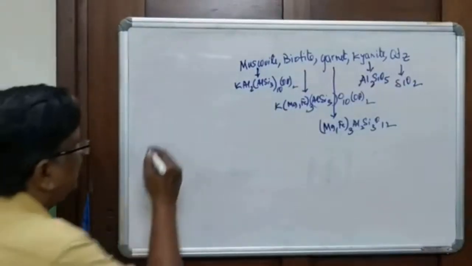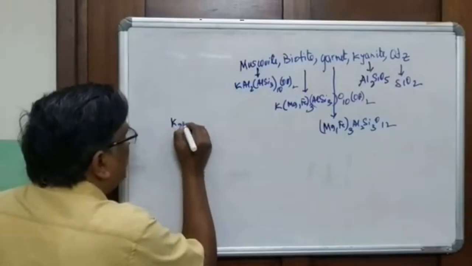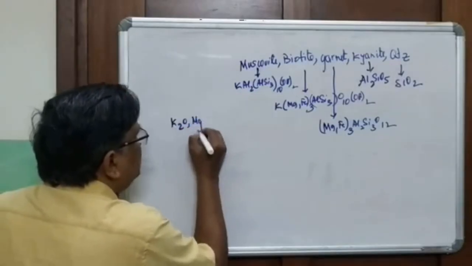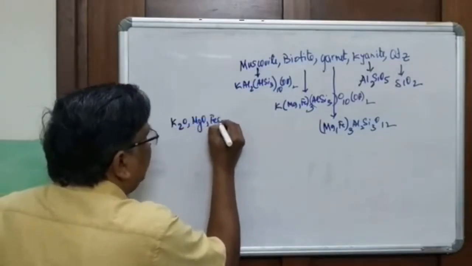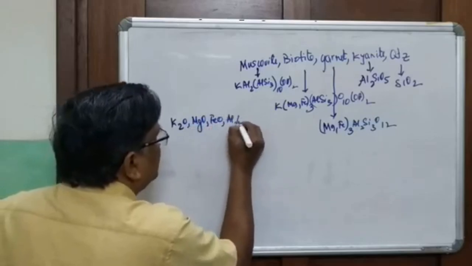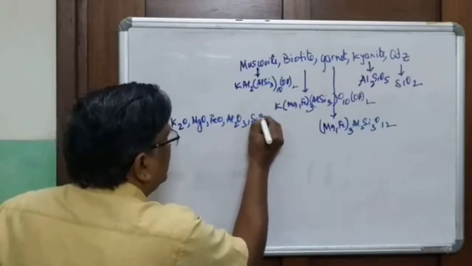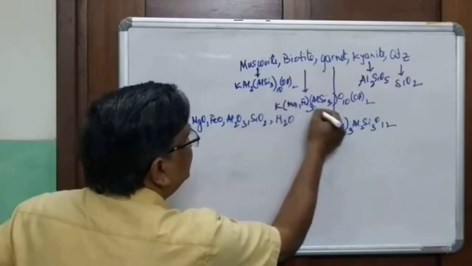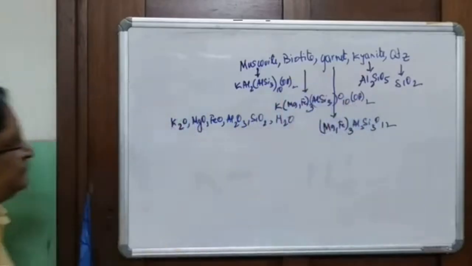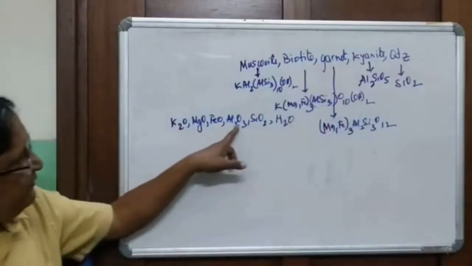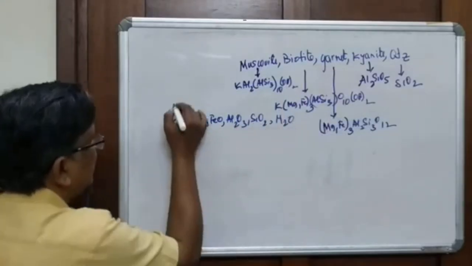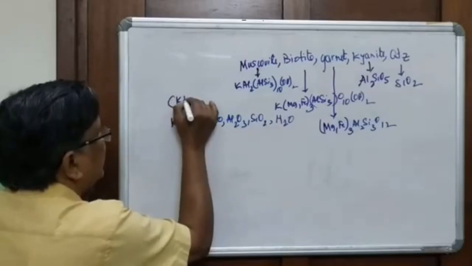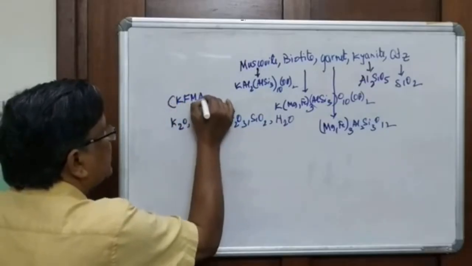So, let's say K2O, MgO, FeO, Al2O3, SiO2, H2O. Why H2O? Because of the radicals. So K2O, MgO, FeO, Al2O3, SiO2, H2O system. This is called the famous KFMASH system.